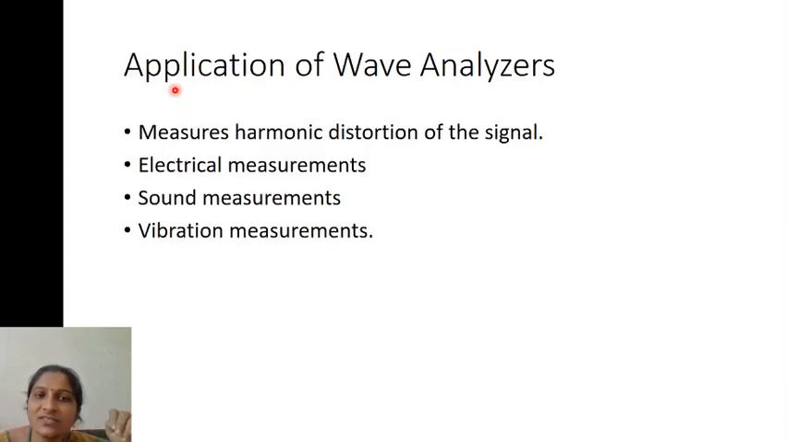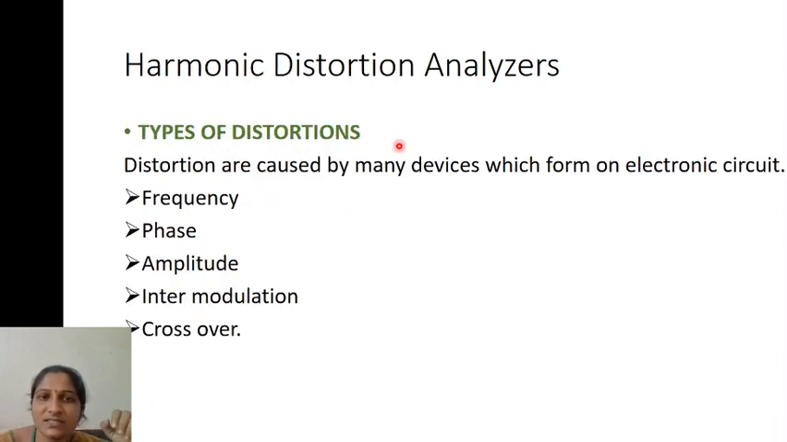And the first application of these wave analyzers that we mentioned is that it is used to measure the harmonic distortion of a signal. That is what we are going to discuss now. Harmonic distortion analyzers are the analyzers which measure the total harmonic distortion of a wave. And what is the meaning of distortion?